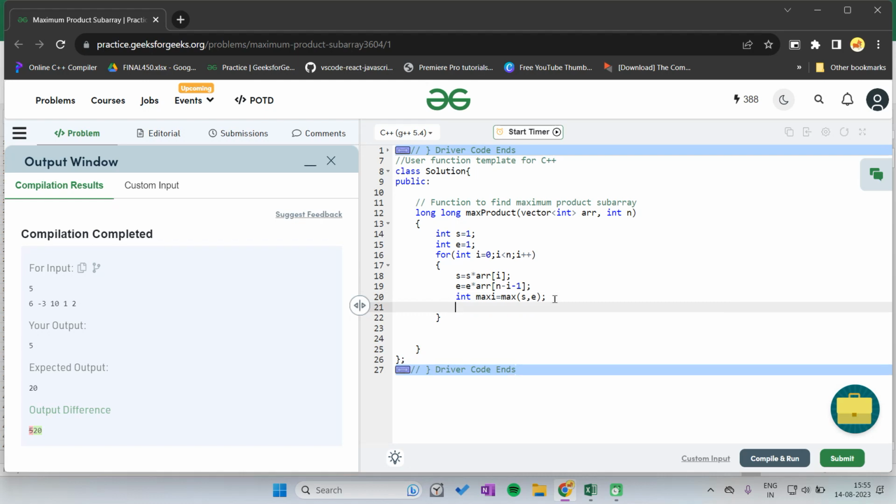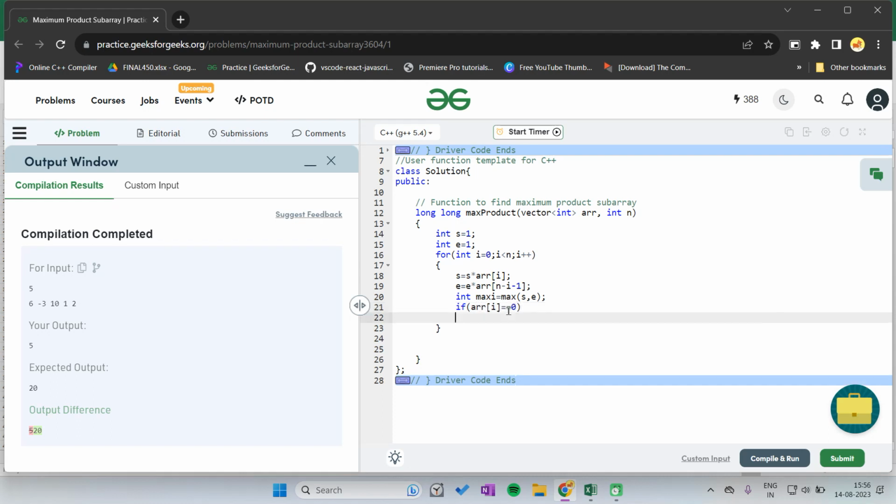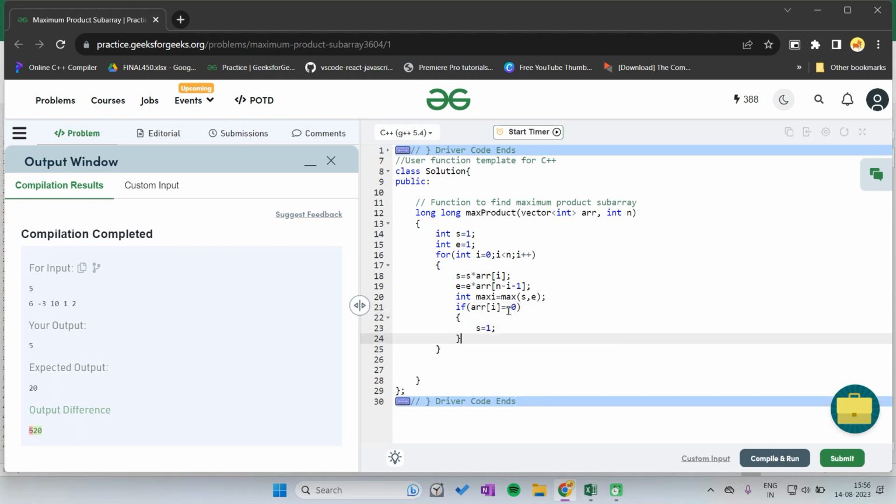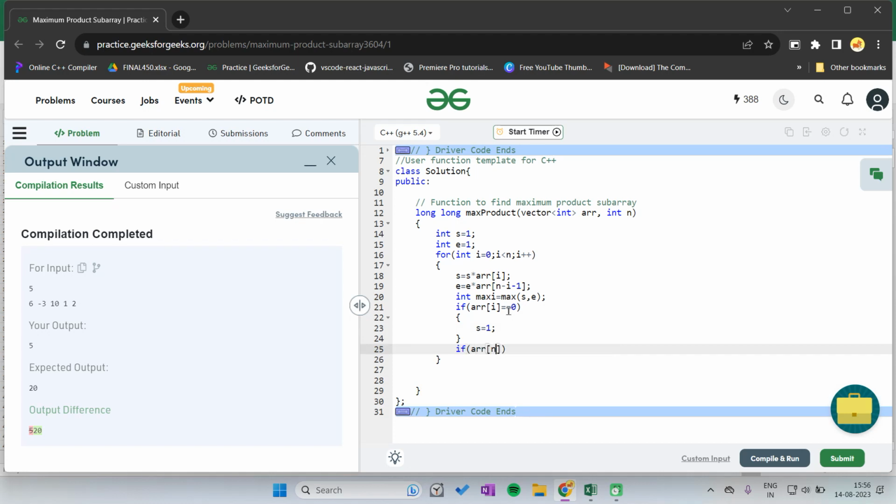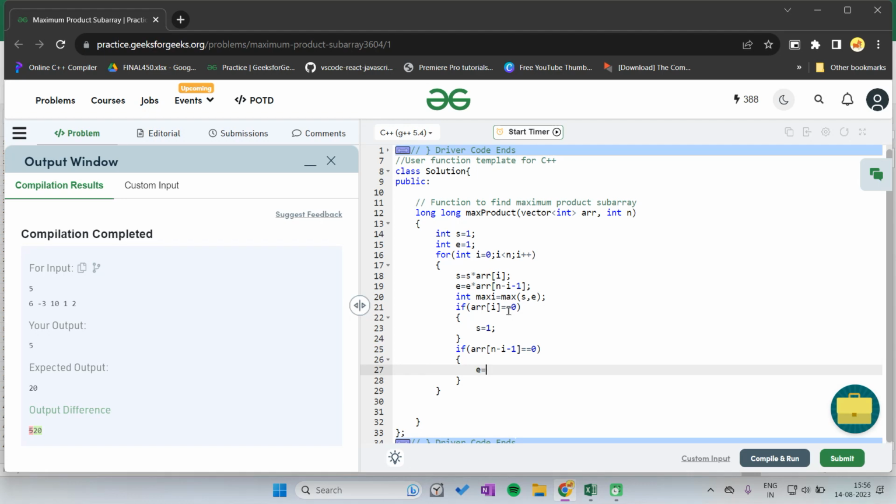For handling zeros, if there is 0, then we have to stop and reset our counter. I'm saying if arr of i is 0, then we have to reset our counters to 1, the same as this. If it is 0, then we have to change it to 1.